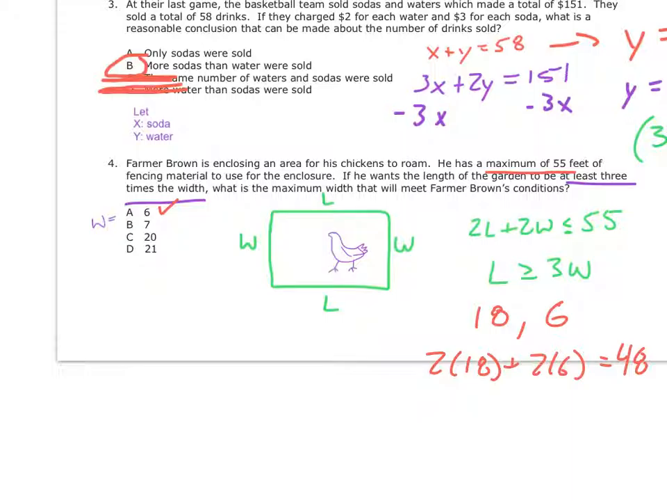We've got a width of 7. If we have a width of 7, if we do 3 times 7, it's going to give us a length of 21. So if we have 21 and 7, and we plug that into our big equation, we would end up with 2 times 21 plus 2 times 7, and that gives you 56. And that breaks our rules. We can't have 56 because we can only have a maximum of 55, and even though that chicken wishes he could have a bigger enclosure, we can't do it. So 7 does not work, and since 7 does not work, you know 20 and 21 aren't going to work, so 6 is the final answer for that one.